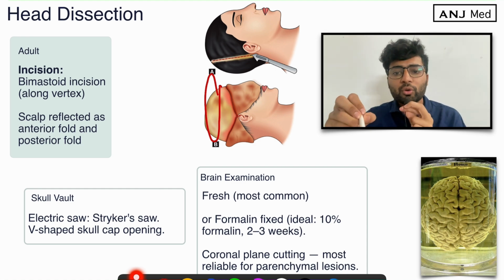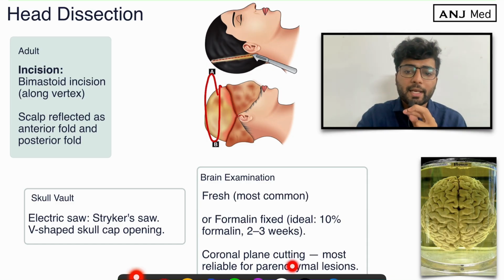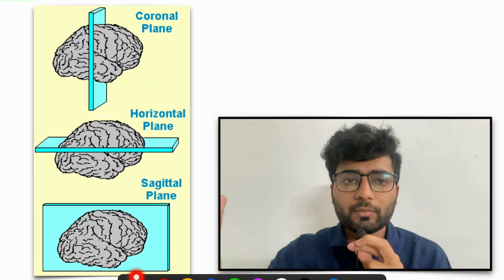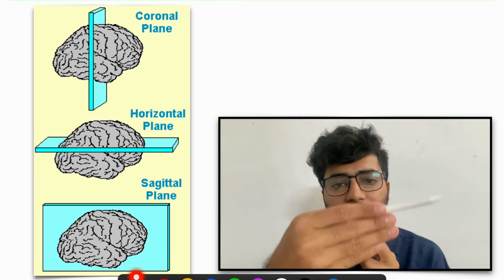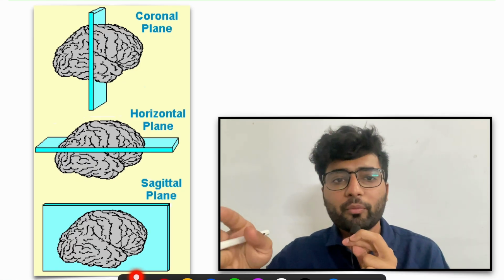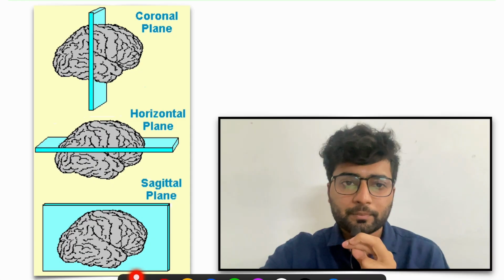Now the most common method to cut the brain is in the coronal plane to examine parenchymal lesions. These are the different types of planes. This is a coronal plane, this is horizontal, and this is a sagittal plane. The most common method is the coronal plane incision to see brain parenchymal lesions.